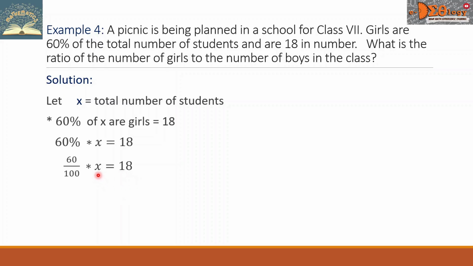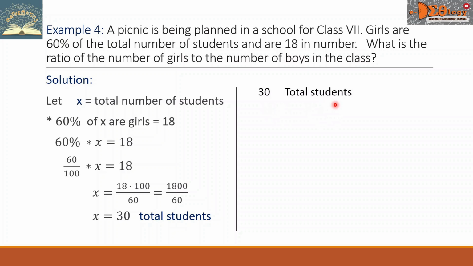Let us solve for x. This 100 we cross multiply to the 18 and we divide the product by the 60. So x equals 18 times 100 all over 60. The numerator now is 1,800 divided by 60, x equals 30. And this 30 is the total number of students.